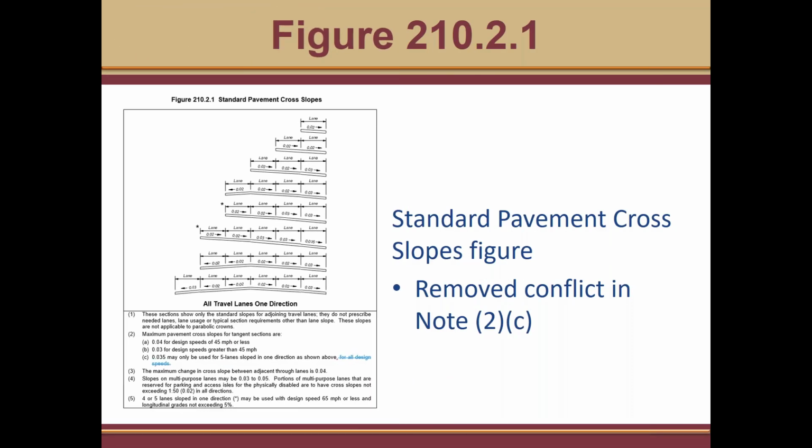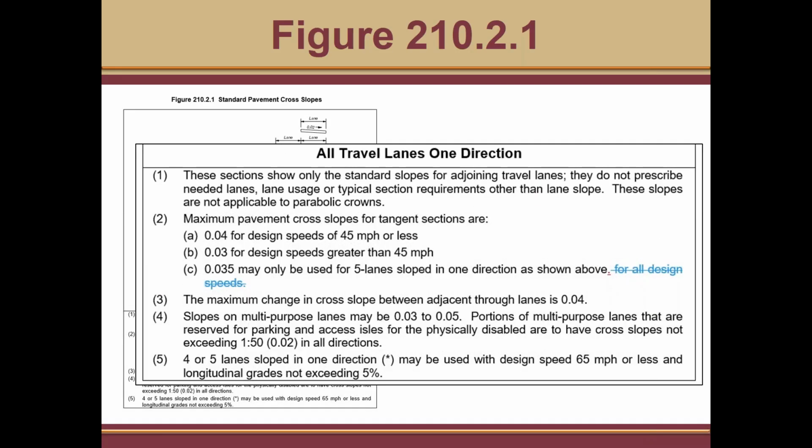The next change is in figure 210.2.1, which is the figure showing our standard pavement cross slopes. The only change to the table was in the notes where we removed a conflict in item C of note 2. So note 2C says that we can use an 0.035 cross slope for 5 lanes sloped in one direction for all design speeds. However, note 5 tells us that we can only use 4 or 5 lanes sloped in one direction for design speeds of 65 or less. So the notes conflict, and this edit here takes care of that.